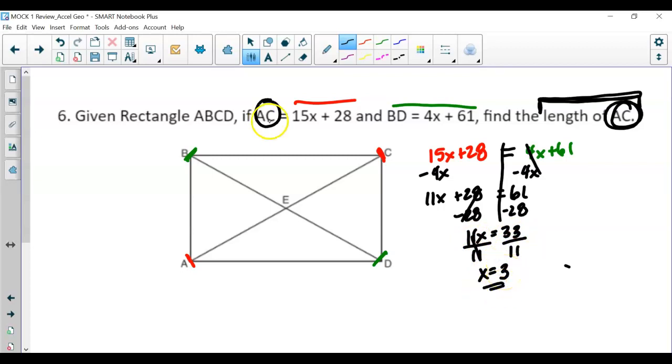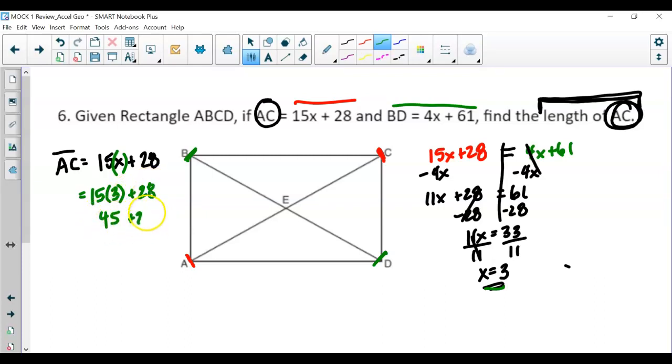We're looking for the length of AC, which right now is 15x plus 28. And now we know the value of x, right? X is 3. So now we need to make sure and solve 15 times 3 plus 28, which gives you 45 plus 28. And that's why the length of AC here is 73.